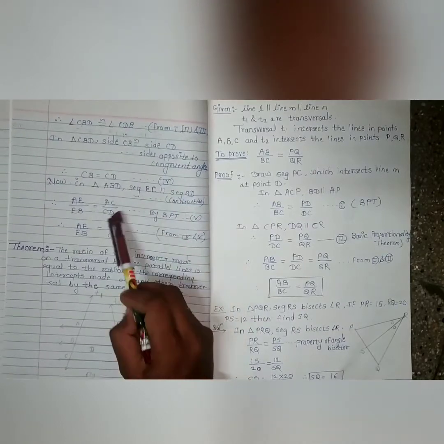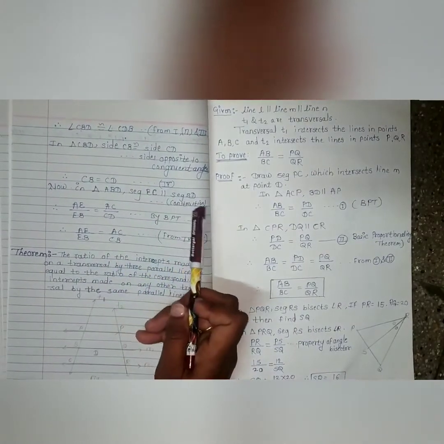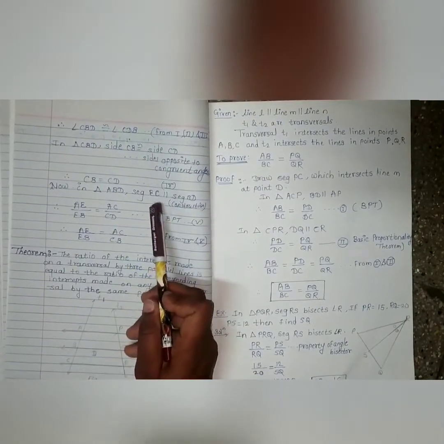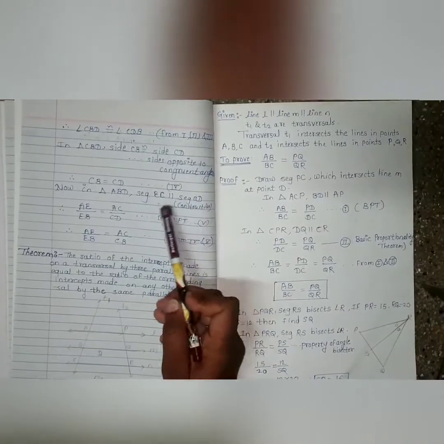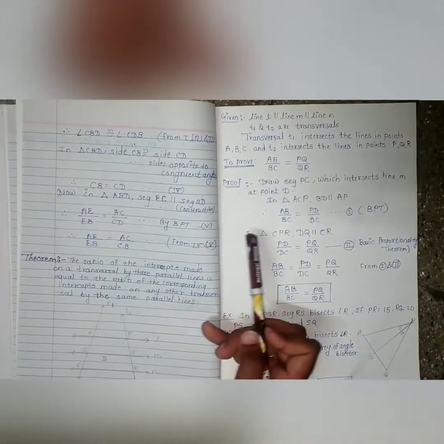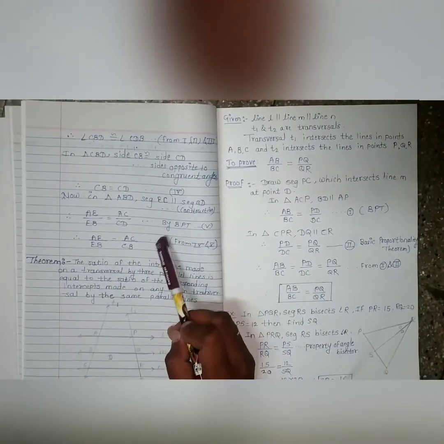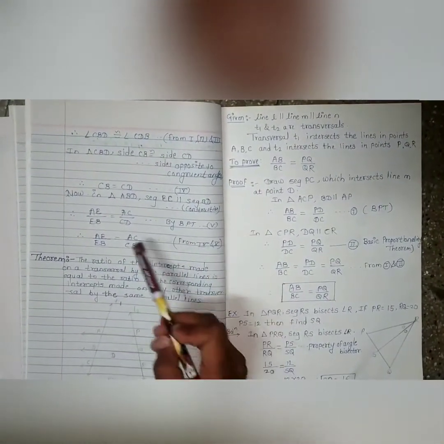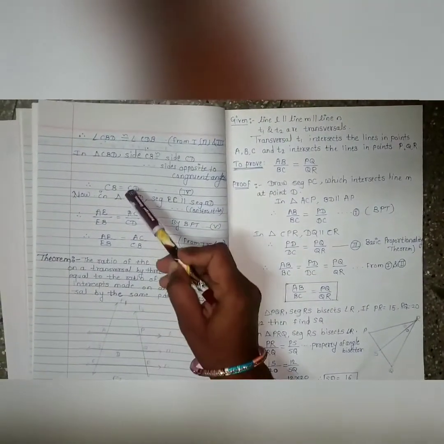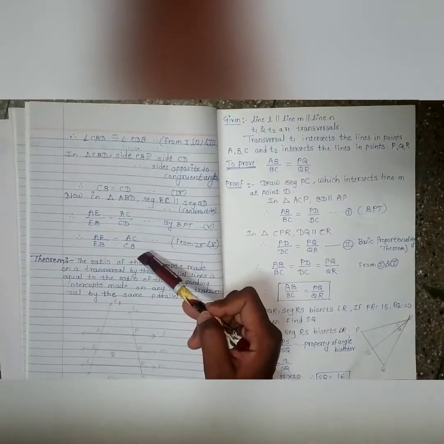And give it the fourth. Now, in triangle ABD, segment EC is parallel to segment BD. This is your construction. By using the basic proportionality theorem, AE upon EB is equal to AC upon CD. Therefore, write here the value of CD. What is the value of CD? CB. Therefore, AE upon EB is equal to AC upon CB.